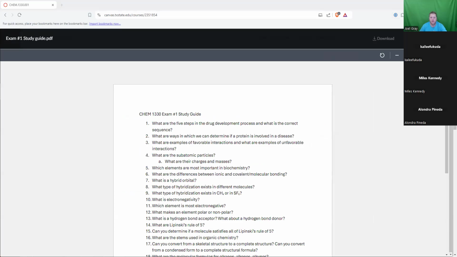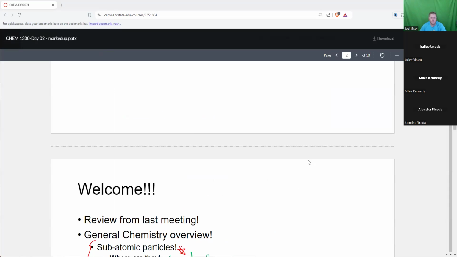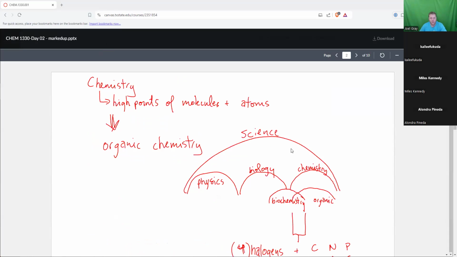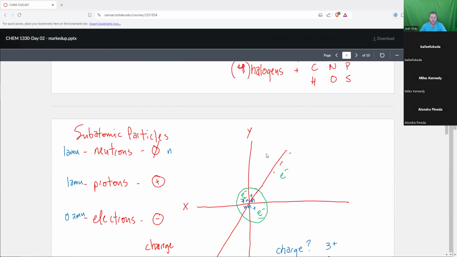I'm going to go to the marked up PowerPoint. So this is from our second lecture. In our second lecture, we revisited a handful of different things. One thing that we did was talk about our subatomic particles: neutrons, protons, and electrons. Two of those have masses. Neutrons and protons each have a mass. Electrons have a mass that's basically negligible. Neutrons have no charge whatsoever. Protons are positively charged, and electrons are negatively charged.